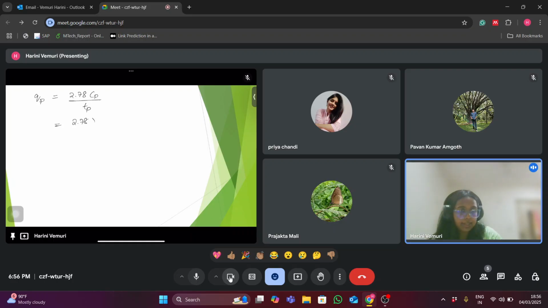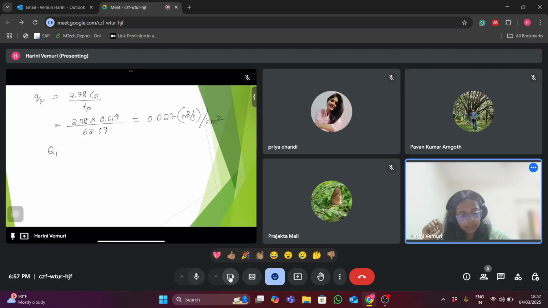Okay. Then we will estimate the peak discharge using the formula 2.78 Cp by Tp dash. We have already estimated the Cp value, that is 0.619, same as the previous watershed, watershed A, by 62.59. Okay, 2.78 into 0.619 divided by 62.59. So that is approximately equal to 0.027 meter cube per second per kilometer square.